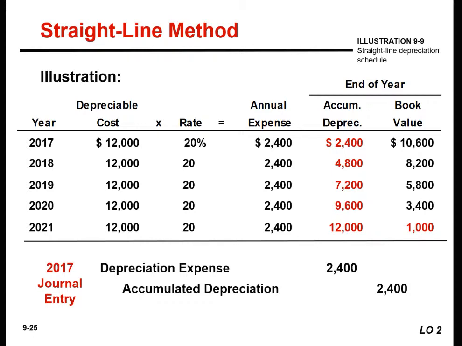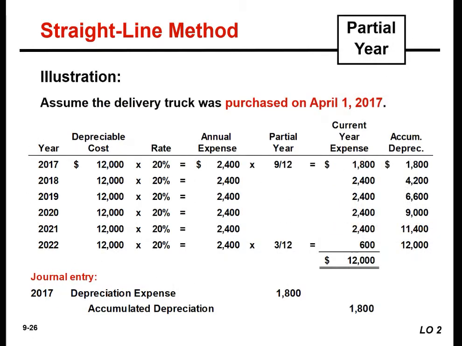Now let's assume that this truck, instead of being bought in January, was purchased in April. In the first year of the asset's life, we have a partial year allocation. So instead of $2,400 of expense, we would only have $1,800. The last 3 months of that year would occur at the tail end of the life of the asset. We would only have $600.